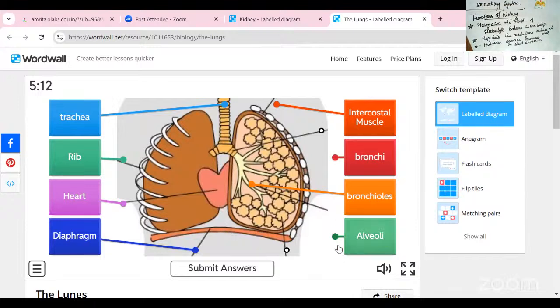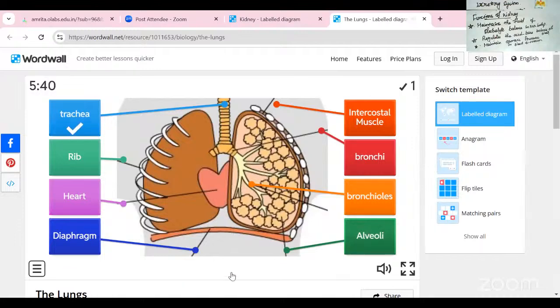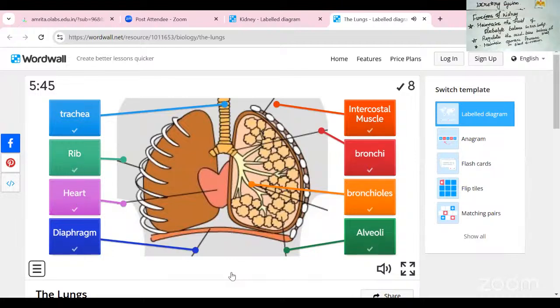Okay, so the next one is alveoli. The alveoli part is this. Okay, this is the bronchial part and then intercostal, bronchi. Okay, these are all the right answers. Shall we submit the answer? Yes, all the parts are right.